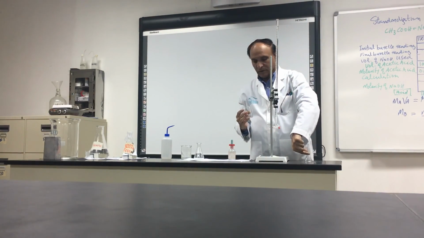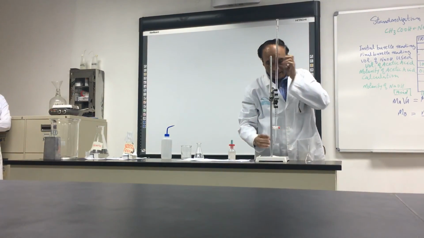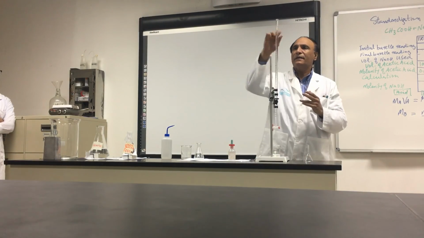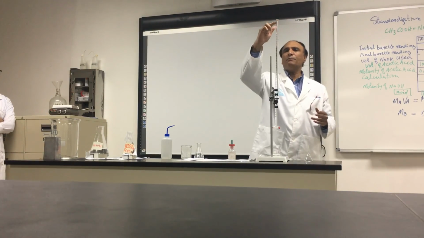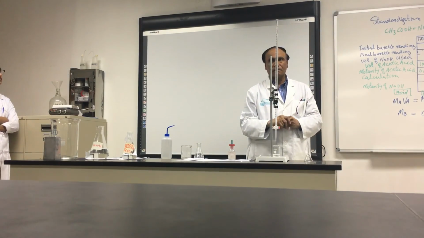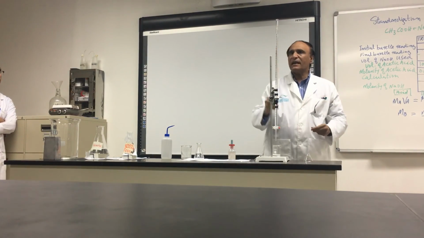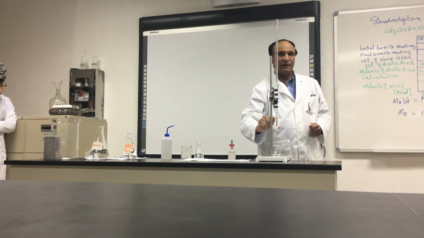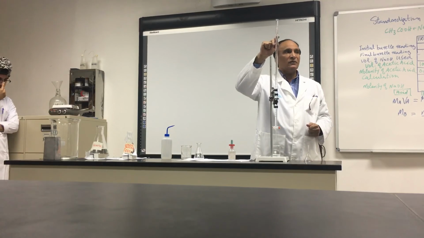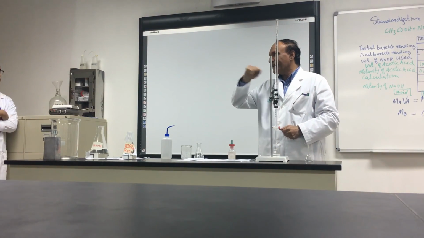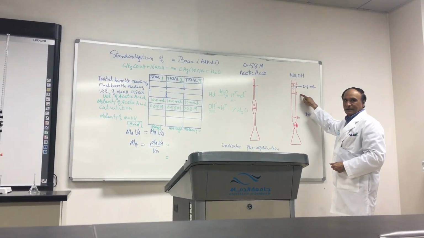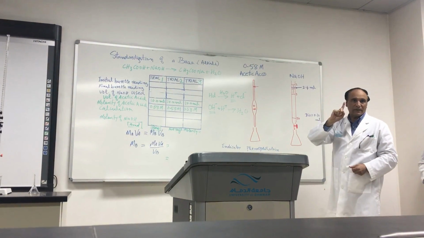Okay? Bring it above the 0 and then open from here and bring it below the 0, any point below the 0. The burette is starting from 0, 1, 2, 3, 4, 5, going up to 50. Between 1 and 2 there are 10 lines. Between 2 and 3 there are 10 lines. So each line is equal to 0.1.